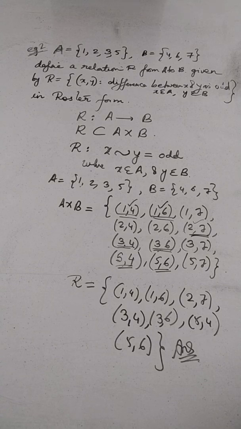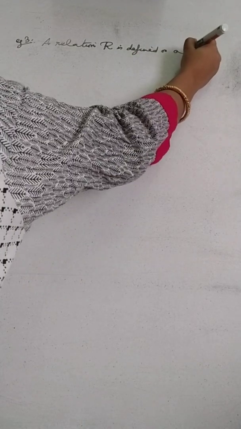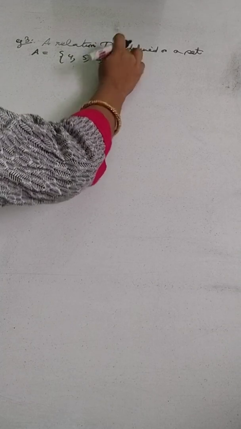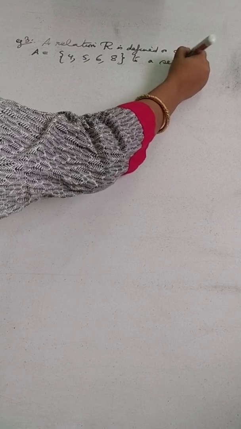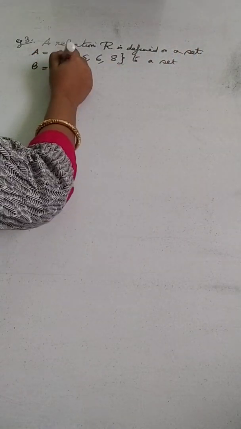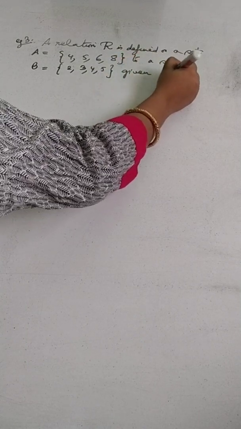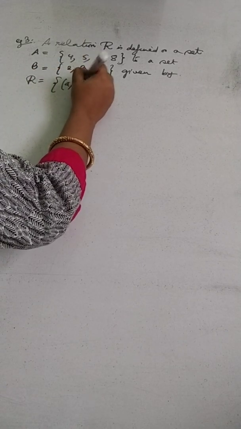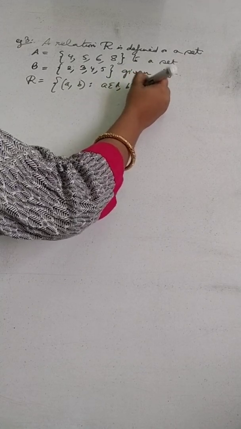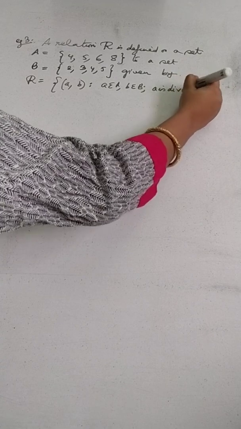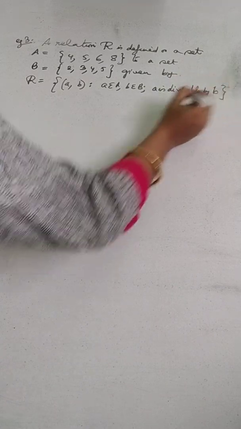Let us do another example after this. The question says a relation R is defined on a set A, which is equal to 4, 5, 6, 8, to a set B, which is 2, 3, 4, 5, given by R is equal to (a, b) such that a belongs to A, b belongs to B, and a is divisible by b. This is the relation that is defined.